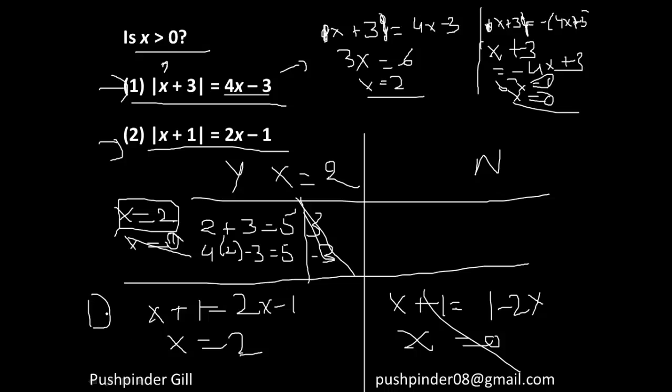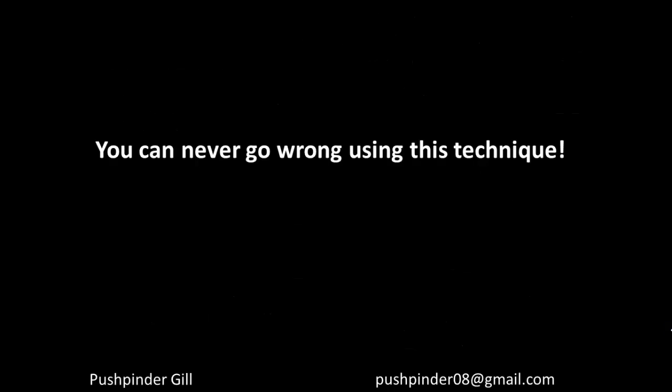Now if you remember, in the previous video I told you that if the answer is D, each of the statements would be giving me the same answer. So over here the answer is x equal to 2, and over here the answer is x equal to 2. Fine. So I hope you understood the premise of this technique that I'm trying to explain. I'll be solving a lot of questions on this technique, definitely. You can never go wrong using this technique.